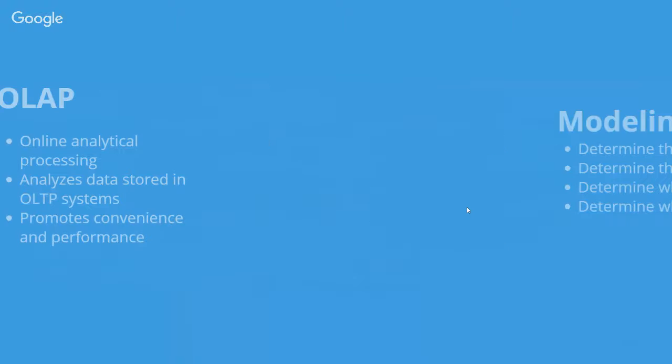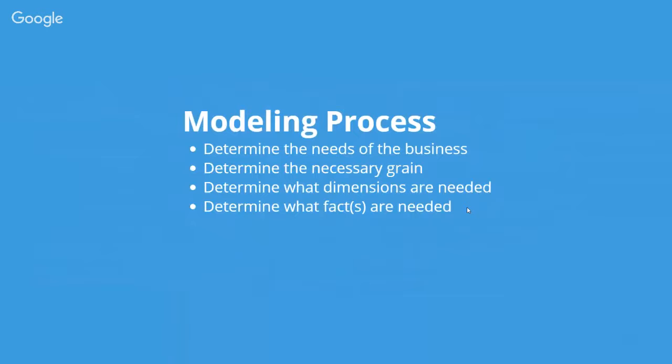So let's go deeper here into the process of how you actually make an analytical database. We begin our modeling process, and what is absolutely necessary is that we need to determine the needs of the business. Next, we need to determine the necessary grain. Then we need to determine what dimensions are necessary. And lastly, we need to determine what fact or facts are necessary to answer their question. We're going to dig into that a little bit deeper here.